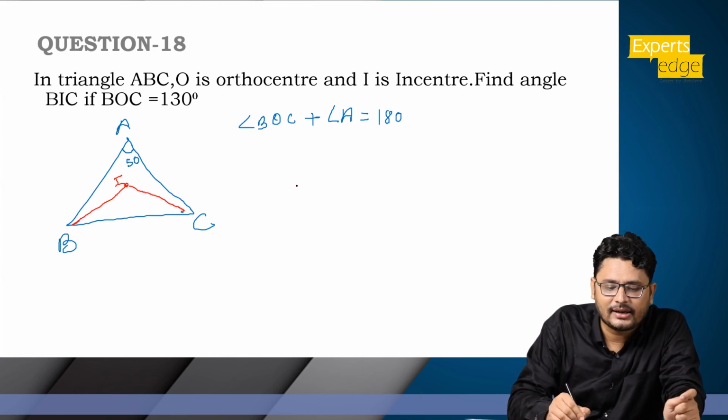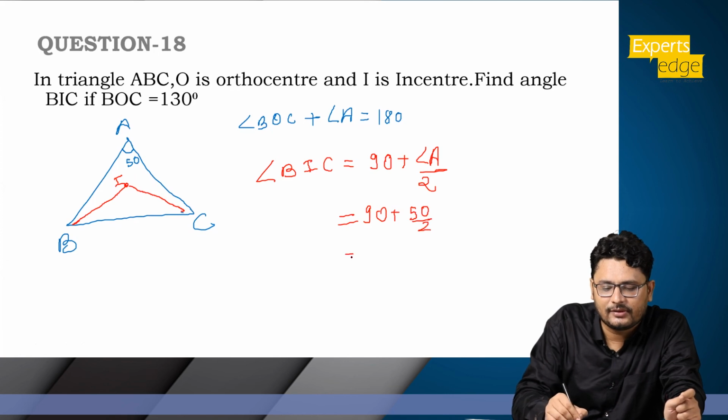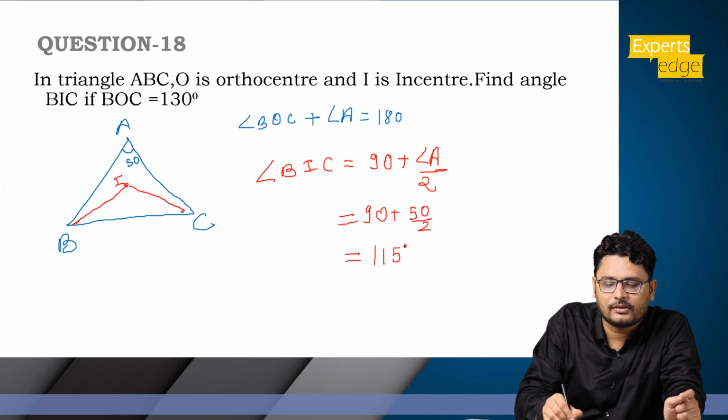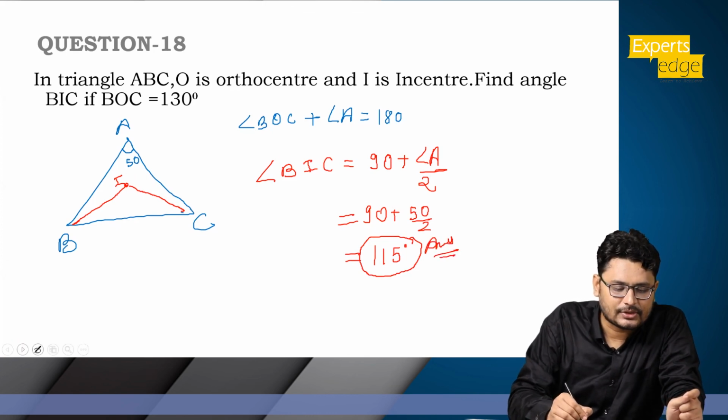What is he asking? Find angle BIC. What is angle BIC? As it is the internal angle bisector, it is 90 plus angle A/2, and I know angle A is 50. So it is 90 plus 50 by 2, that is 90 plus 25, so the angle is 115 degrees. Can you see? It was a small thing but very useful. Let's go to the next question.